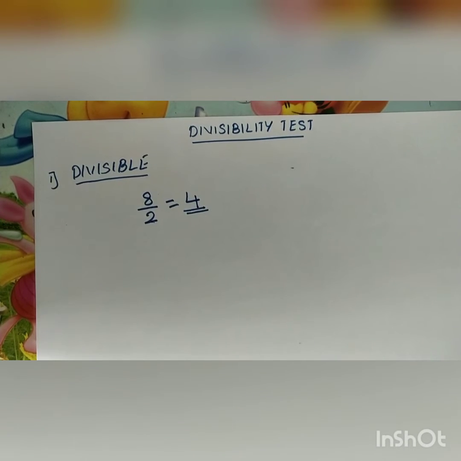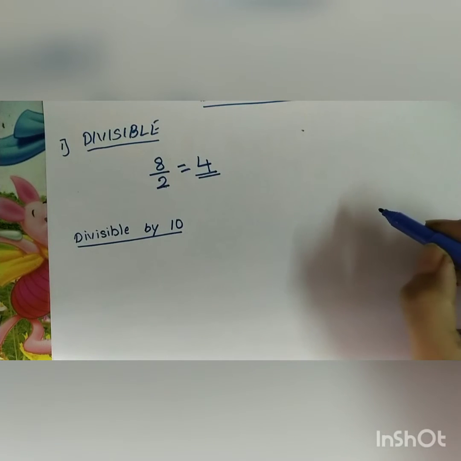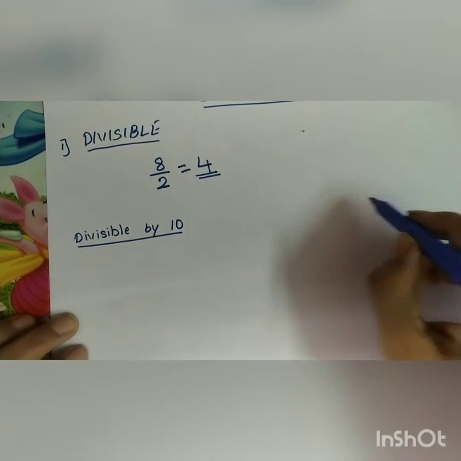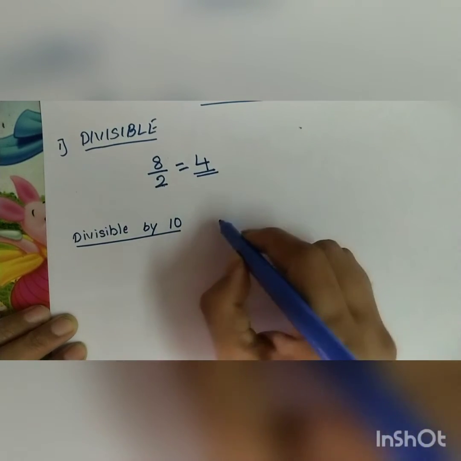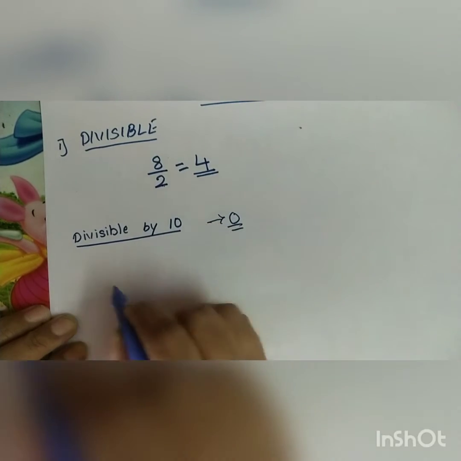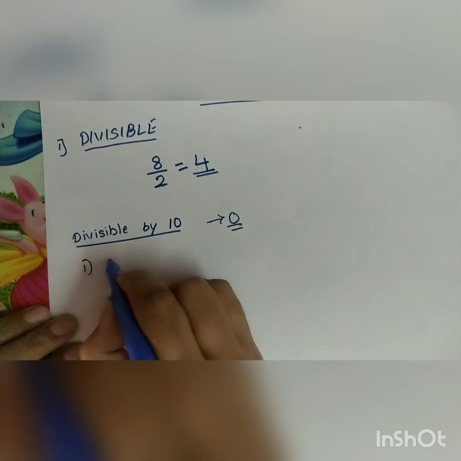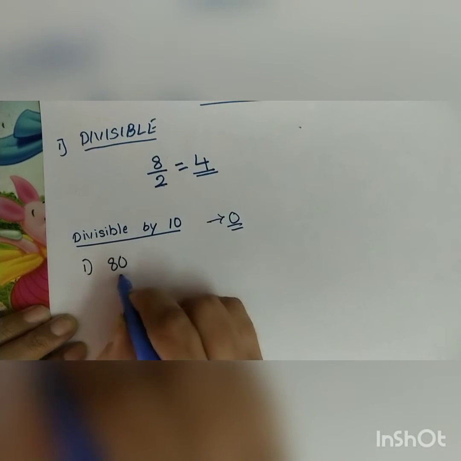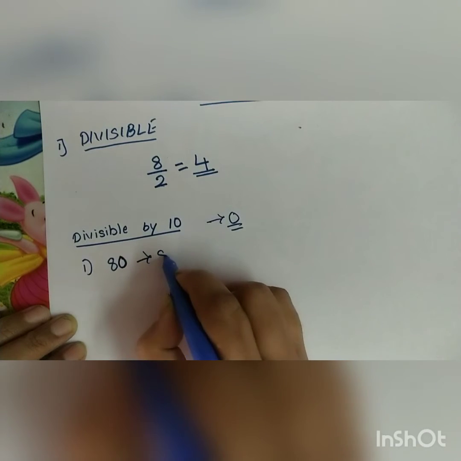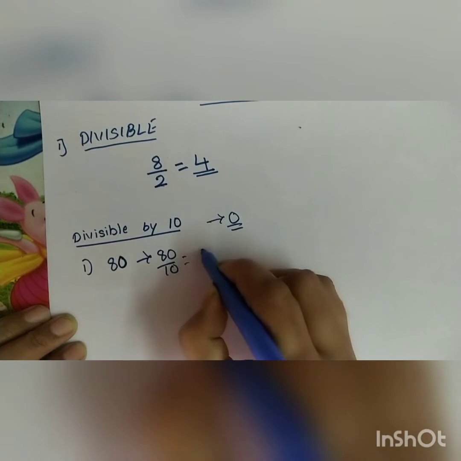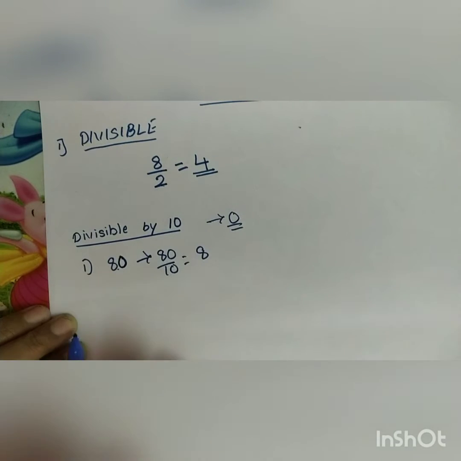To learn the divisibility test of some divisors, let's begin with the easiest one, which is the number 10. The easiest divisibility test is for the divisor 10. The only rule is that any given number that ends with 0 is divisible by 10. Let's consider the example 80. Here the number ends with 0, so we can say that 80 divided by 10 is 8. That also means that 80 is divisible by 10.